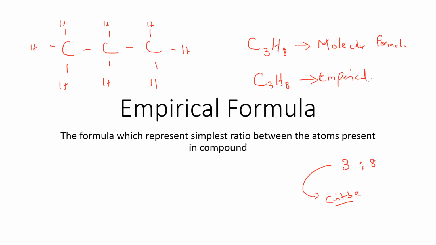So some compounds have the same empirical and molecular formula because it cannot be further simplified. The simplest ratio will always remain 3:8. That's why it will be the same. So some compounds have the same molecular and empirical formulas, and some compounds have different empirical and molecular formulas.